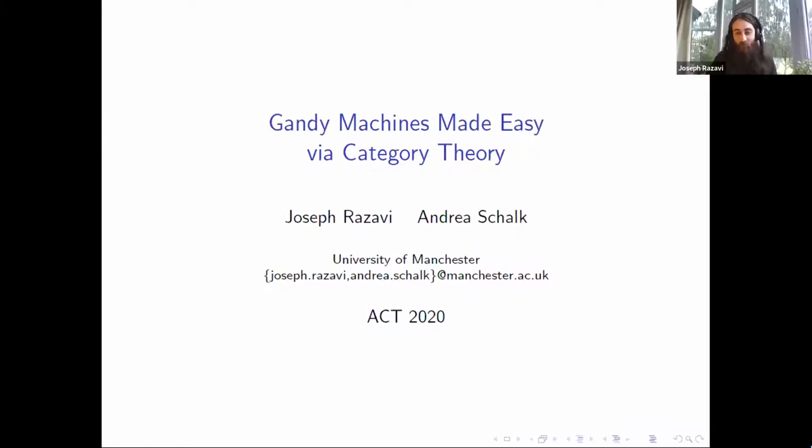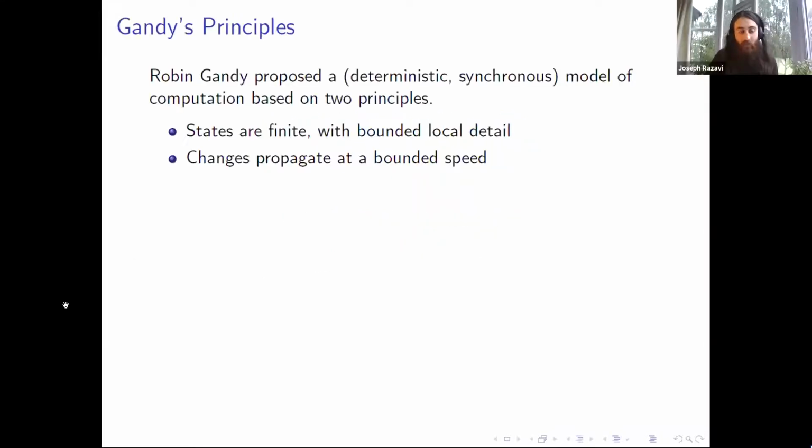This is joint work with Andrea Schalk, and we're going to tell you how to make Gandy machines easy using category theory. So first, I'll tell you what Gandy machines are. Robin Gandy proposed a model of computation based on two principles, and the idea was to take the conceptual insights that Turing used to define Turing machines and try to generalize them a little bit to match physical machines that can do many things at once.